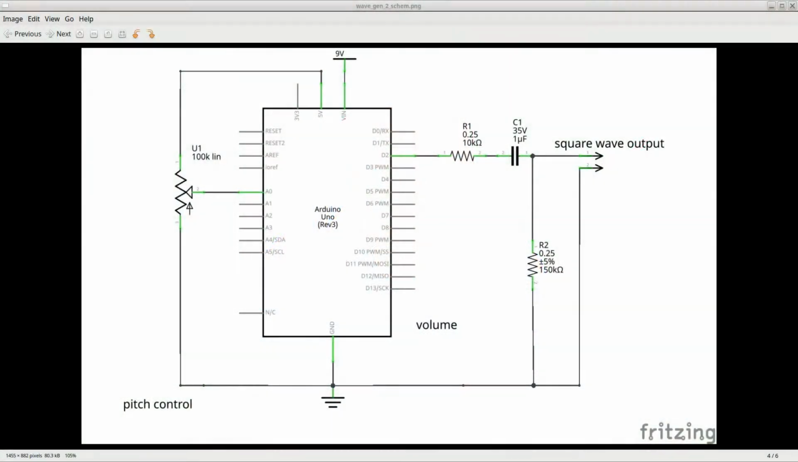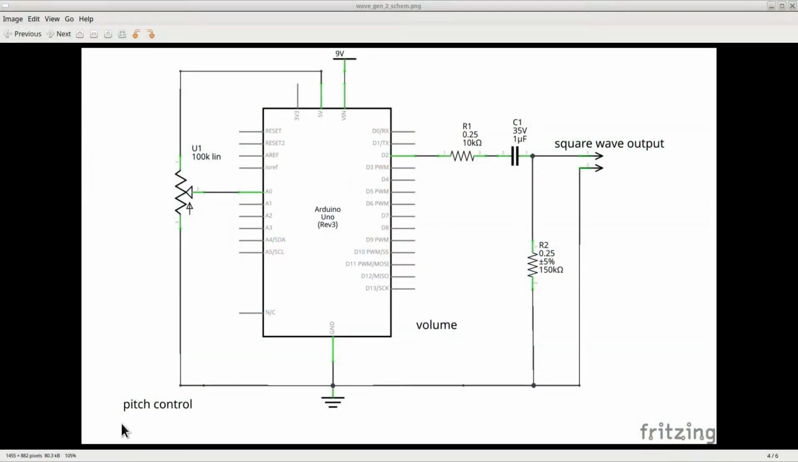Let's start with a simple square wave generator, but rather than making it emit a single tone, we will do something a little more sophisticated by controlling the pitch of such oscillator using a potentiometer. Let's begin by taking a look at the schematic to do that.